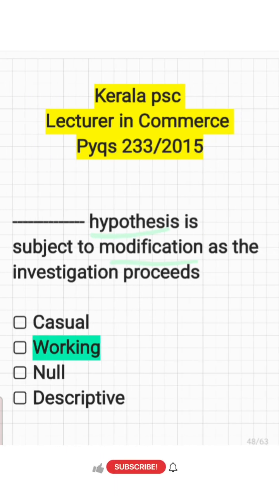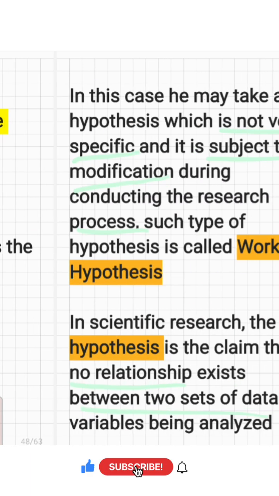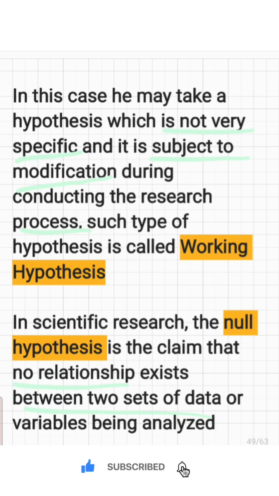And the next question: dash hypothesis is subject to modification as the investigation proceeds. The given options are causal hypothesis, working hypothesis, null hypothesis, and descriptive hypothesis. Here the answer is working hypothesis, because a working hypothesis is subject to modification as the investigation proceeds. That means it is not very specific, and it is subject to modification while conducting the research process. It will change, it will have some modification. So this is called a working hypothesis.